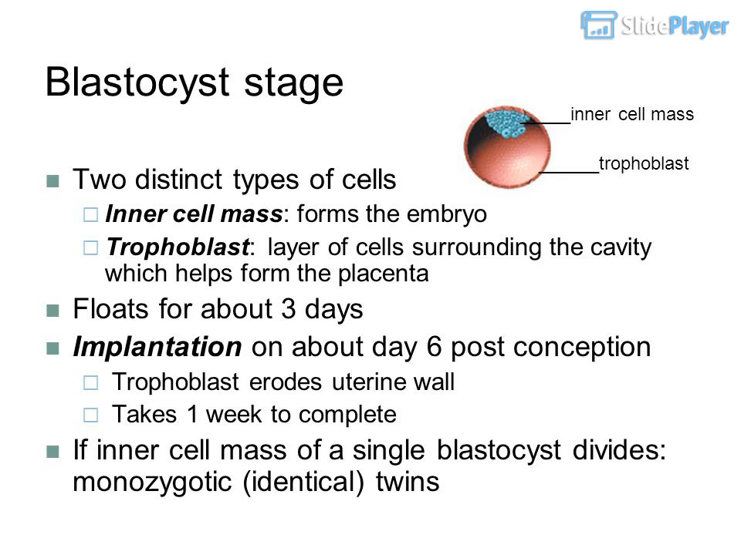Implantation on about day 6 post-conception. Trophoblast erodes uterine wall. Takes 1 week to complete. If inner cell mass of a single blastocyst divides, monozygotic, identical, twins.